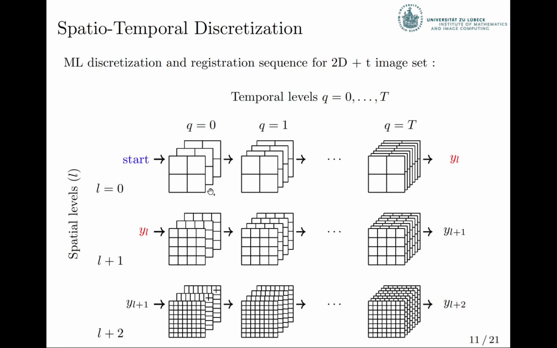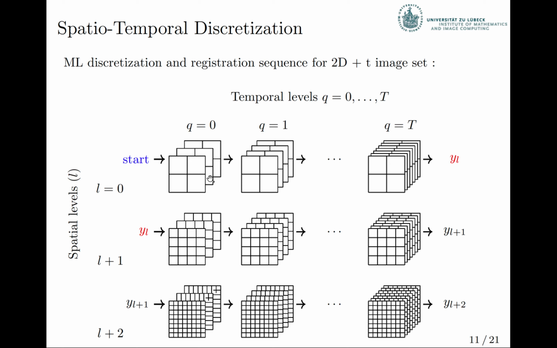From left to right, we increase the temporal level. That means we start with the registration of 3 images. We include one more image, we register 4 images, and consequently we increase the number of images. And at the very end, we register all the images given in the image sequence. The arrow indicates the registration sequence.